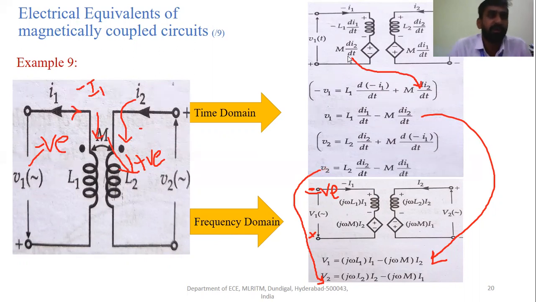So this is what we have covered, different combinations, where we have taken 9 different combinations of magnetically coupled circuits, and we have obtained the equations with respect to the time domain and the frequency domain, right? In the next lecture we will discuss the ideal transformer, and the concept of the ideal transformer with reference to the concept of coupled circuits, right?